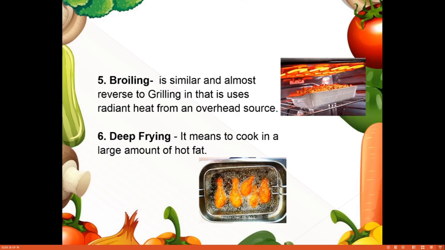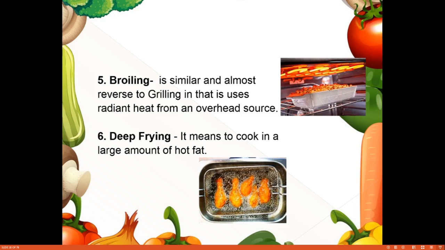It is similar and almost reverse to grilling in that it uses radiant heat from an overhead source. Broiled food are placed on the preheated metal grate and the heat above cooks the food while the grill below marks it. Number 6, deep frying.